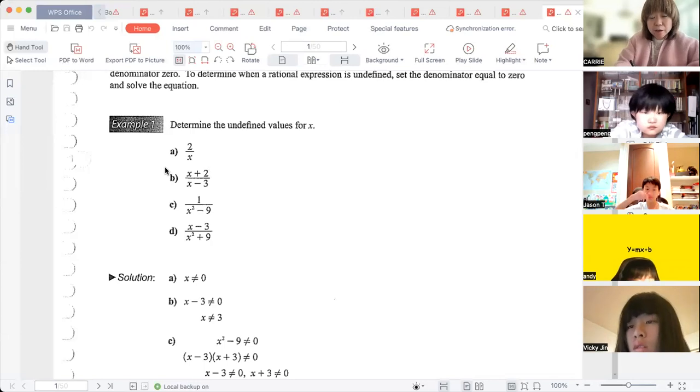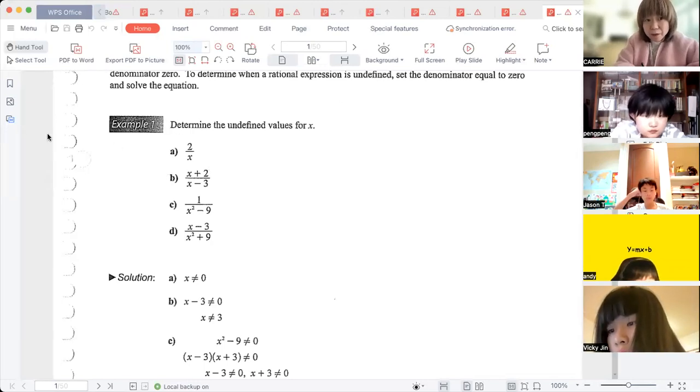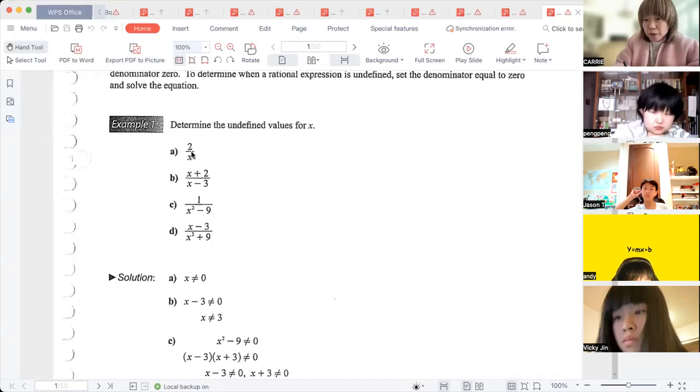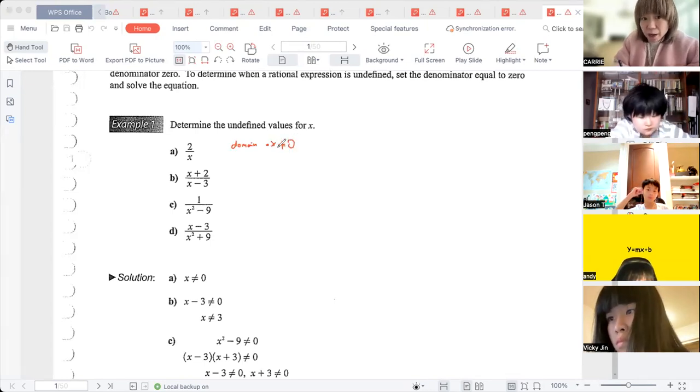When we're getting the domain, in order to have the value of x, you have to make this equation work. So for this question, we know that the denominator of any fraction cannot equal 0, right? So the domain of this question is what? X cannot equal 0. Other than that, x could be everything.